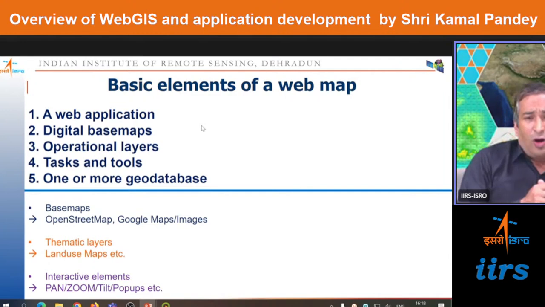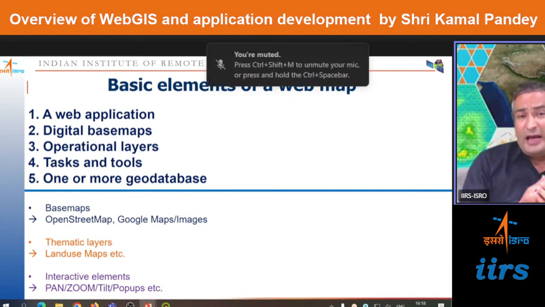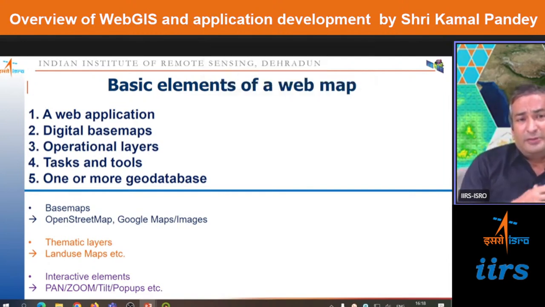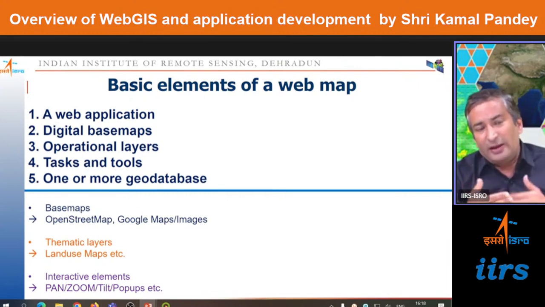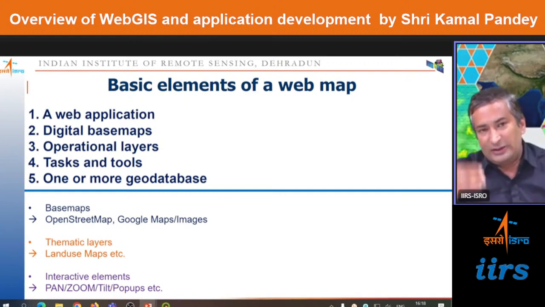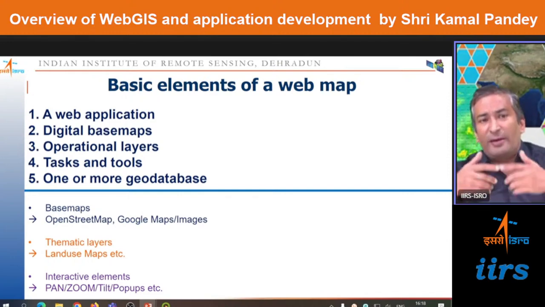Now, if we talk about a web map or a WebGIS map, what does it contain? Basic elements of a web map. It can be a web application. So first of all, you require a web application, because in that web application you can add multiple things. You can put one introductory part, one GIS visualizer, some processing task. So you can segregate that web application.